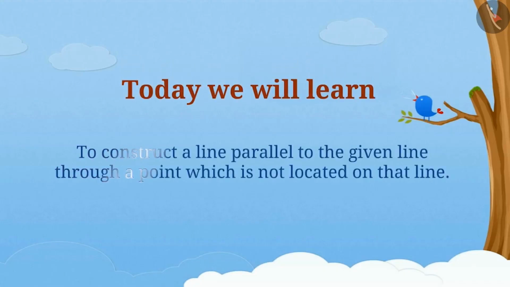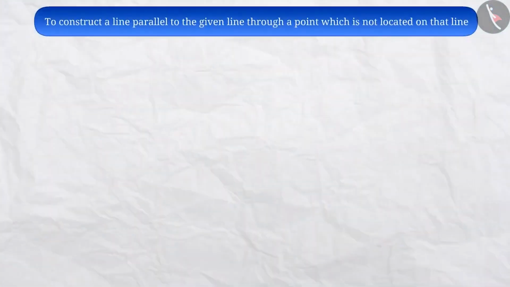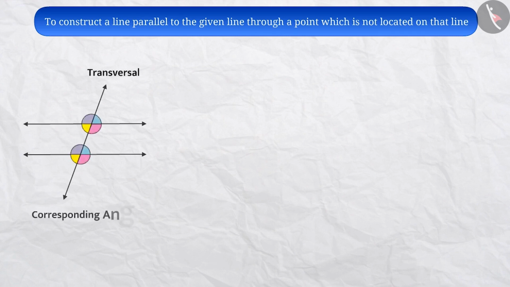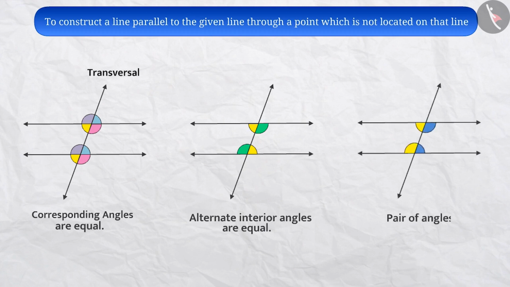Today we will learn how to construct a line parallel to a given line through a point not on the line. As you know, when a transversal cuts two parallel lines, each pair of corresponding angles are equal. Each pair of alternate interior angles are equal. And each pair of interior angles on the same side of the transversal are supplementary, that is, their sum is 180 degrees.